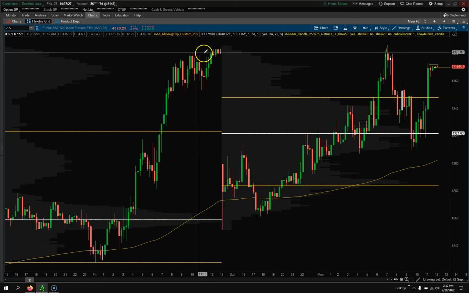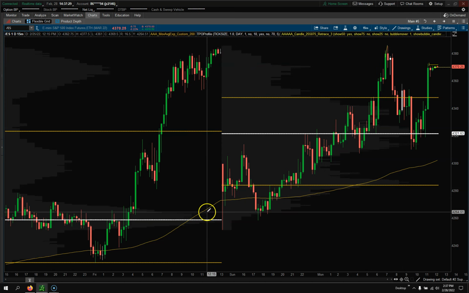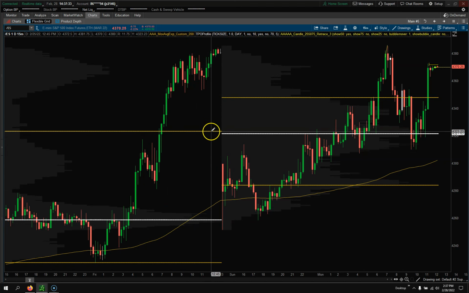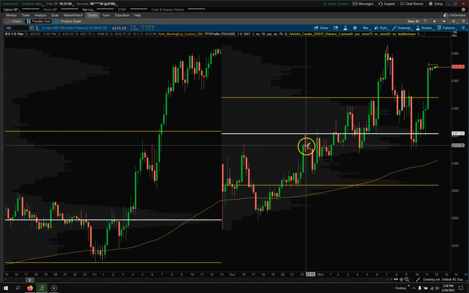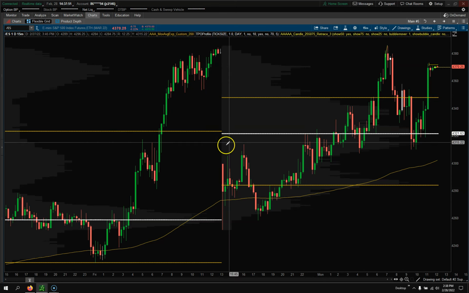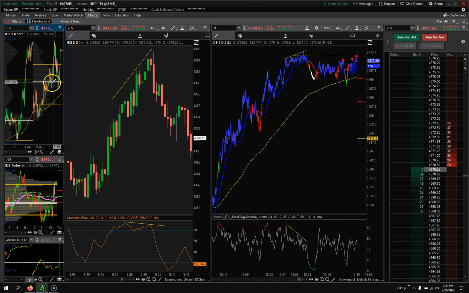So one of the things is I could see, hey, where's the point of control from the previous day? Or if you look right here is a good example from a Friday. Our value area high was right here, and look at what price did when we got to this value area high. It touches and then it reverses, right? So these are good potential support and resistance levels to keep an eye out for.